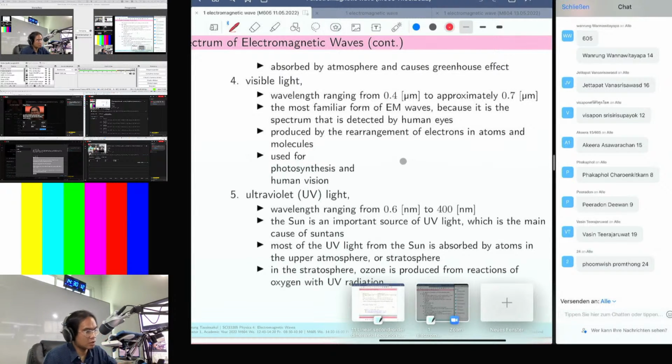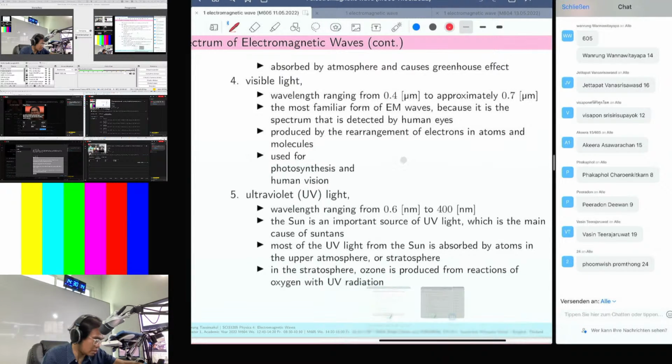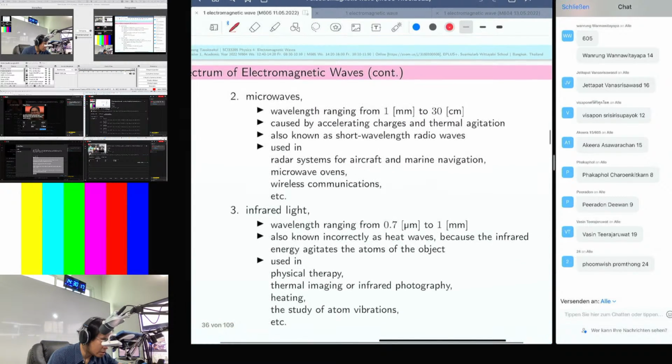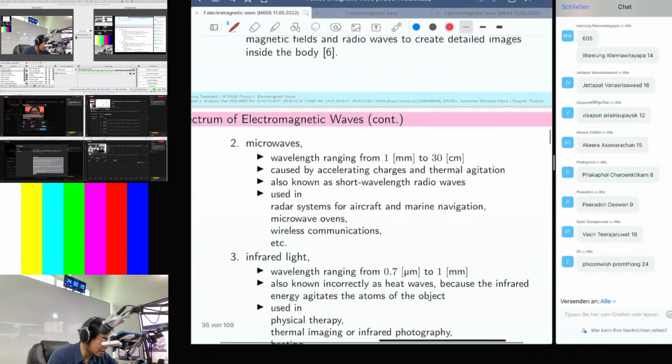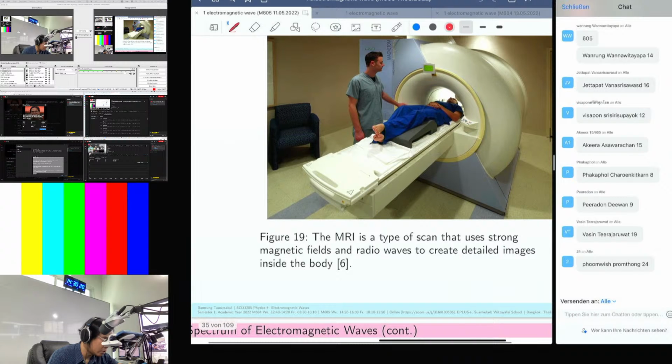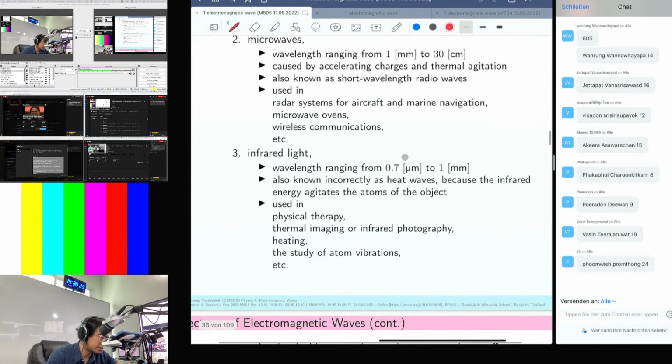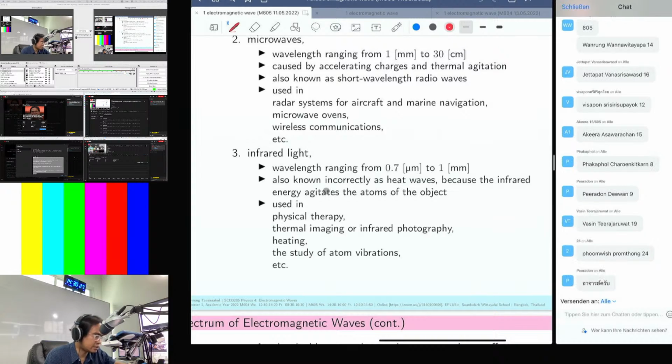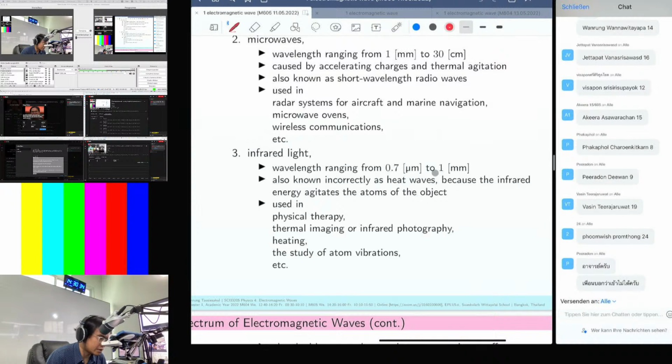Okay, let's talk about our story. I think we arrive at somehow the infrared, right? Infrared has a wavelength that starts from 0.7 micrometer.